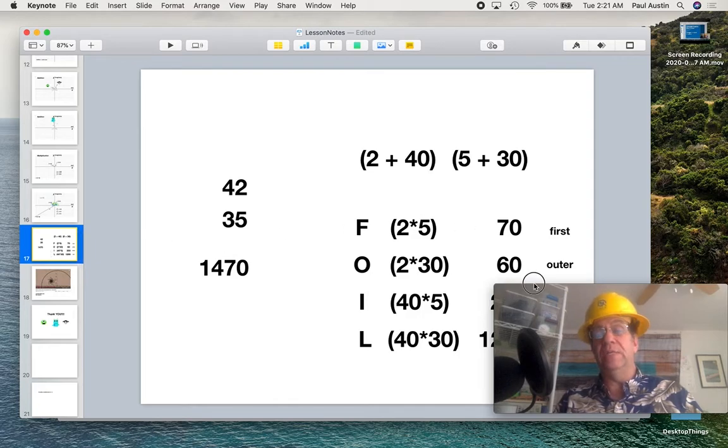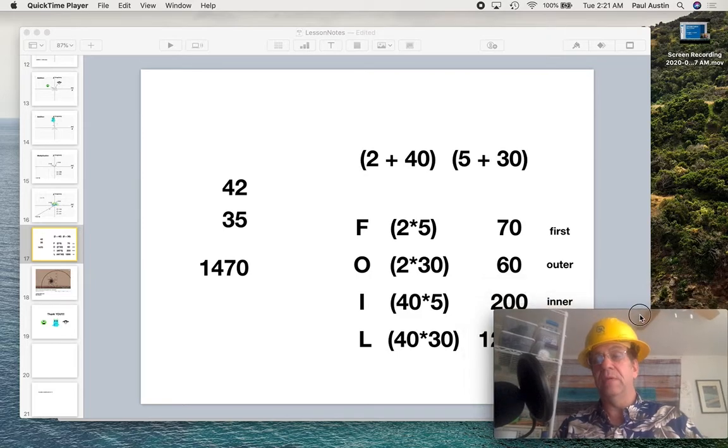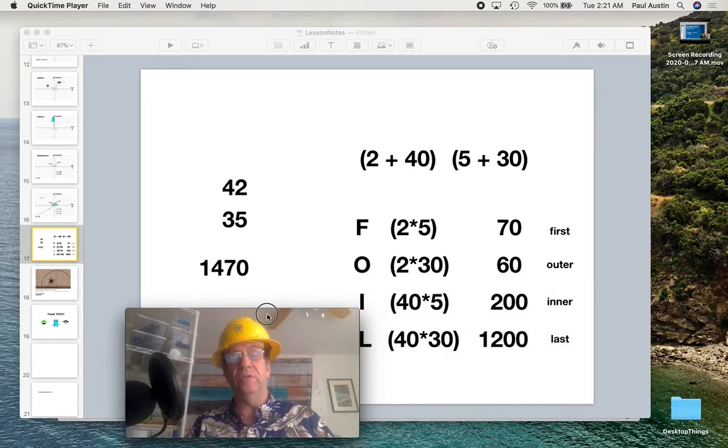And I know I need to slide my screen over here. Can I do that? Yeah, I'll move it over here so you guys can see that.